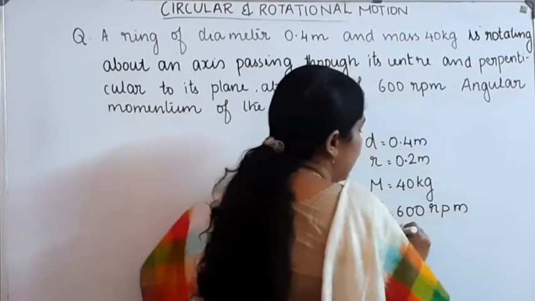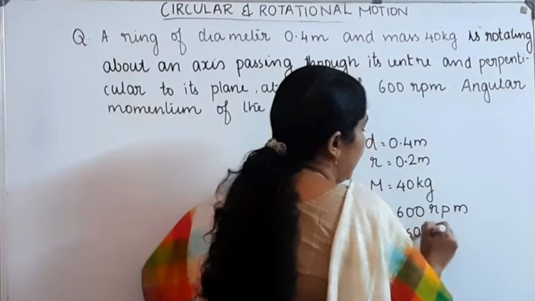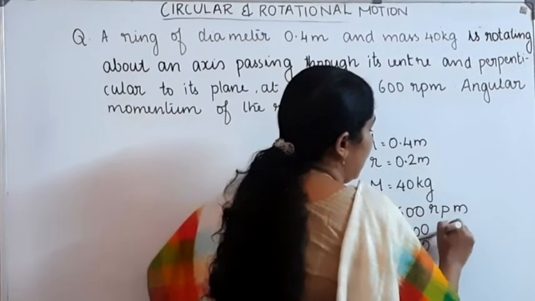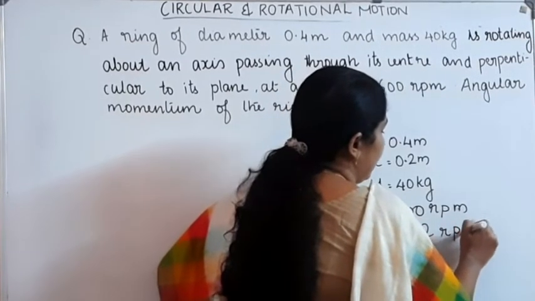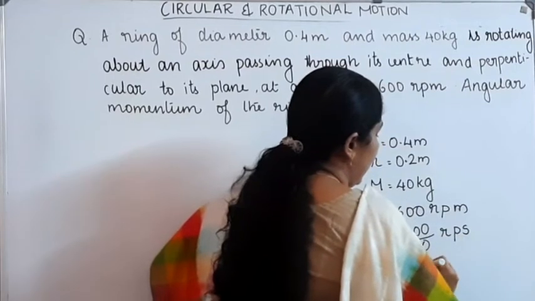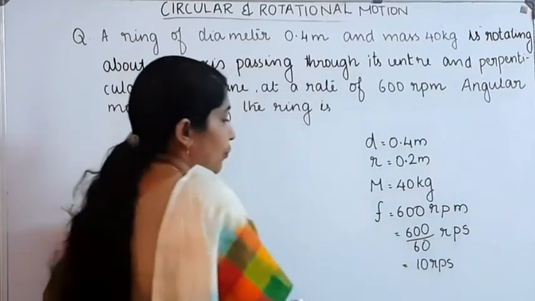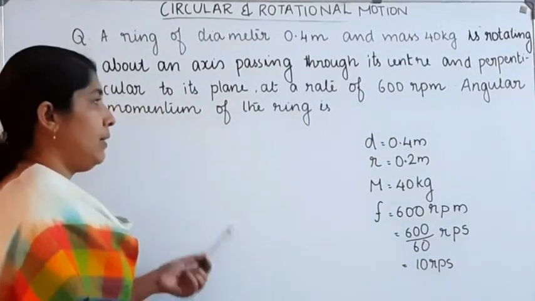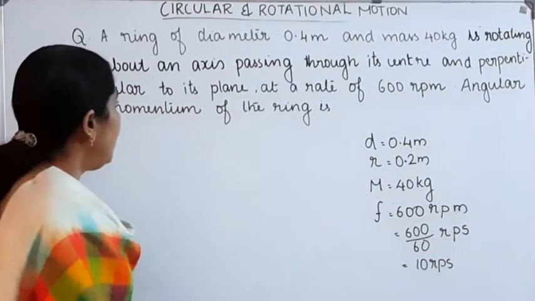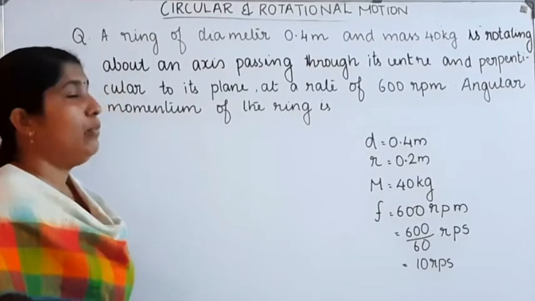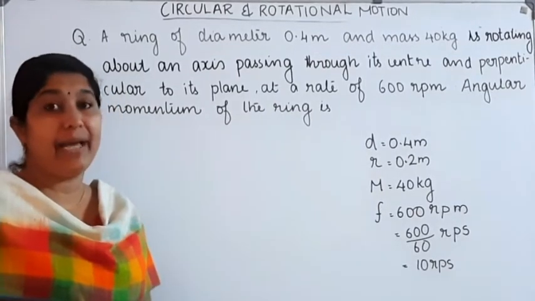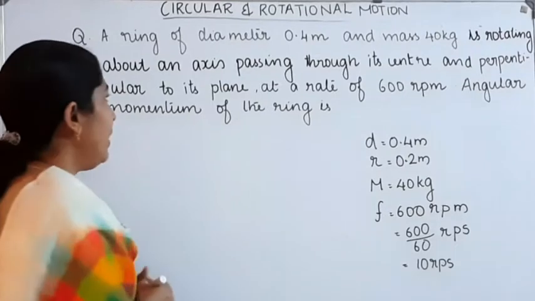That's equal to 600 divided by 60, which is equal to 10 rps. Frequency equals 10 rps. Now, what about the angular momentum of the ring? We want to find out the angular momentum of the ring.